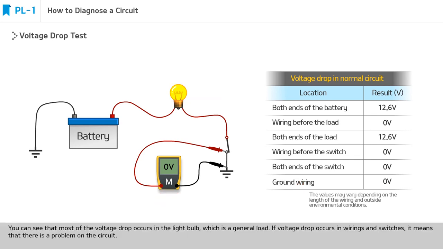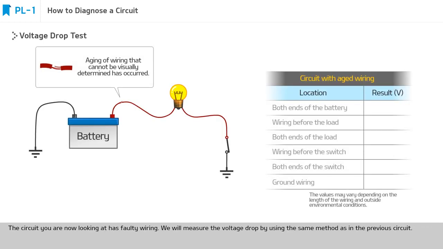You can see that most of the voltage drop occurs in the light bulb, which is a general load. If voltage drop occurs in wirings and switches, it means that there is a problem on the circuit.